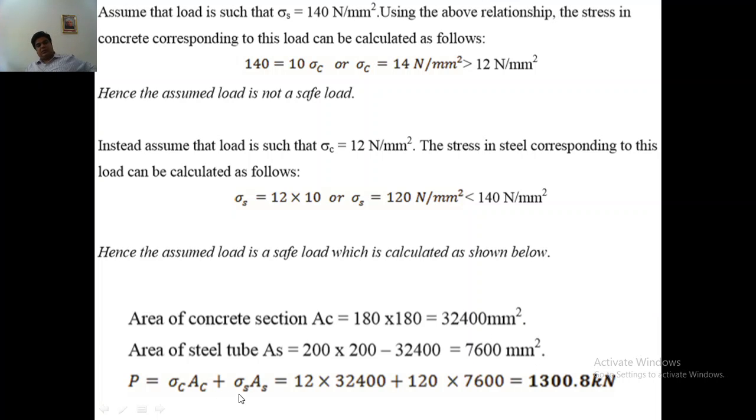Once we know the areas of the steel and concrete and the stresses in them, it is easy for us to calculate the load. Total load is nothing but the load on concrete plus the load on steel. The load on each is stress into area. If we add the loads on both members, it will be equal to the load on the structure or the composite bar. Just substitute the values and you will get the load as 1300 kilonewton. So this much load you can apply on the post or on the column so that it will not fail.